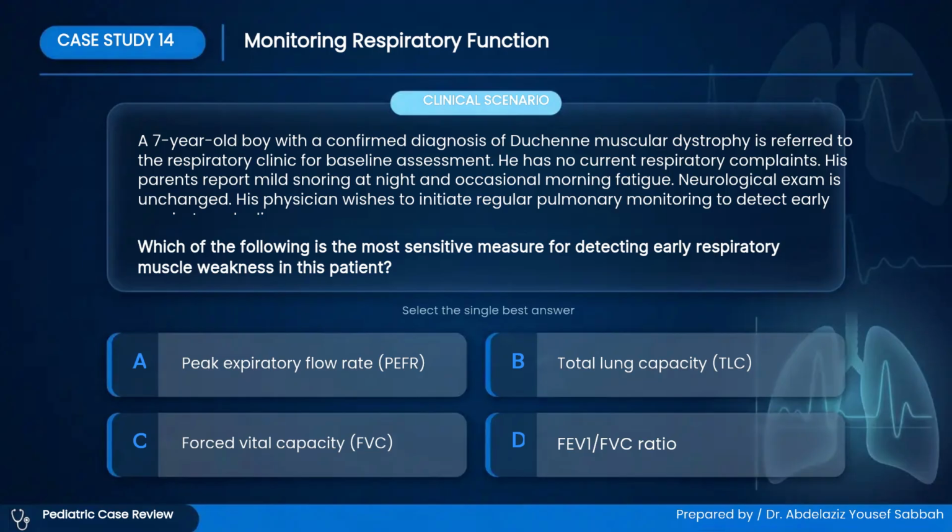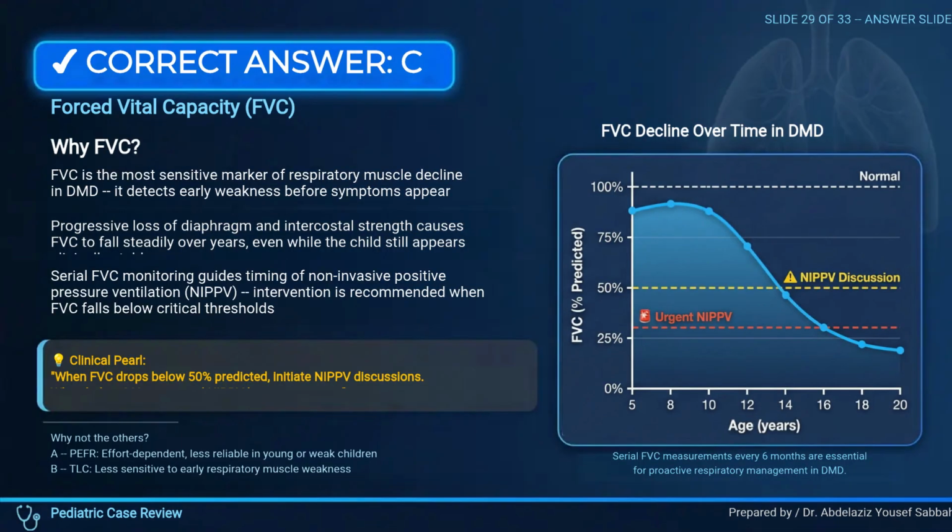Which of the following is the most sensitive measure for detecting early respiratory muscle weakness in this patient? Option A, peak expiratory flow rate. Option B, total lung capacity. Option C, forced vital capacity. Option D, FEV1 to forced vital capacity ratio. The correct answer is option C, forced vital capacity.